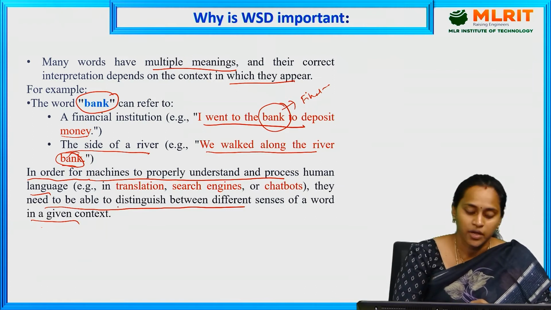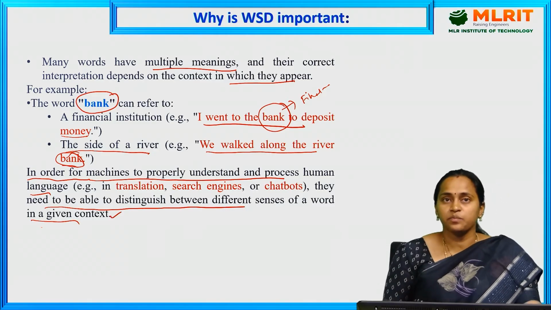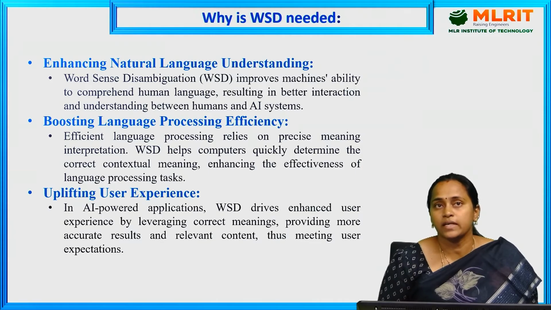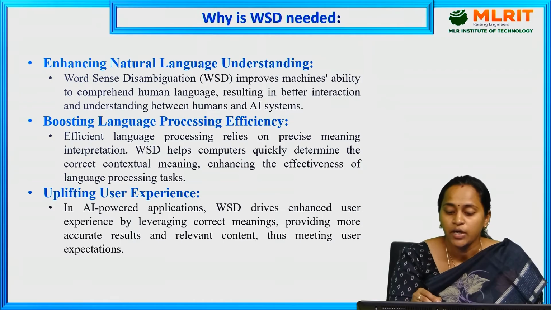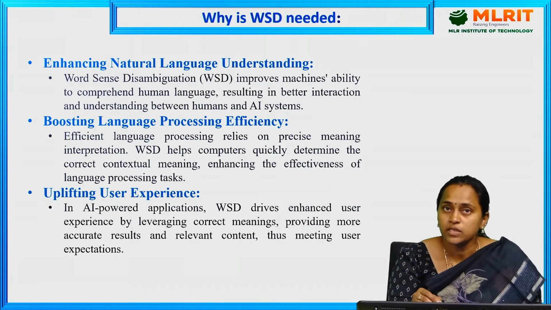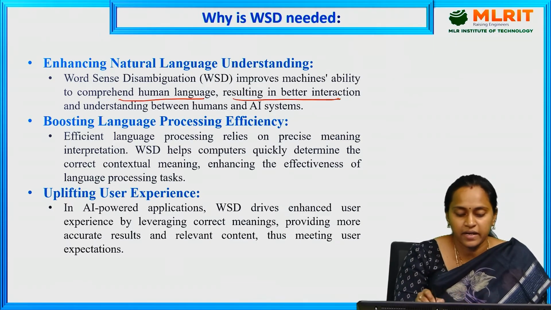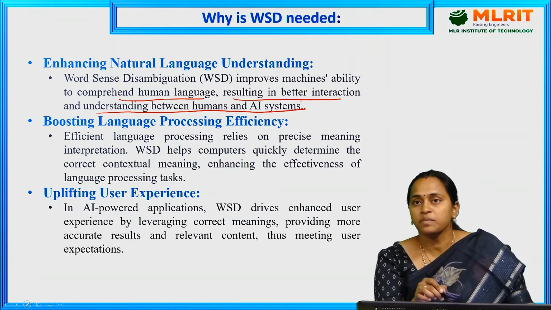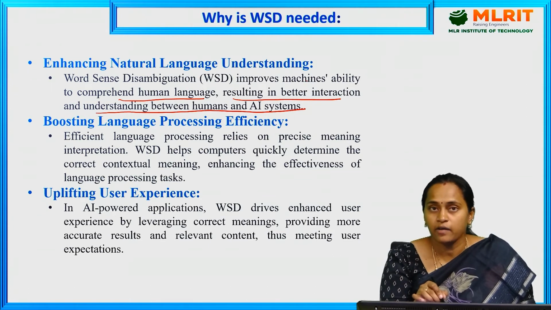Based on the given context. This is the meaning of why WSD is important. Let's see why WSD is needed. To enhance the natural language understanding, that means the user can understand the words based on the surrounding text. It improves the machine's ability to understand human language, resulting in better interaction and understanding between humans and machines. That means it will be useful for machines to understand the language.